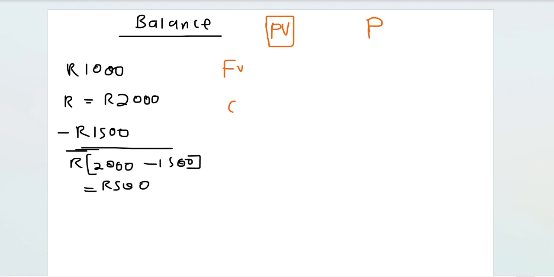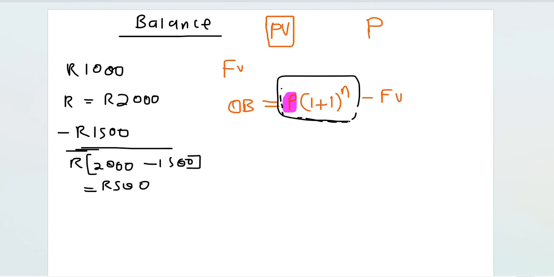So how much am I owing? Our outstanding balance is equal to the loan with interest, which is P multiplied by 1 plus the interest rate to the power of n, minus the future value. So we must know the outstanding balance as the loan with interest. This amount here, which I've written as P, will be the amount of the loan which I have taken. And then the whole of this expression will give me the loan with interest. So P is just the loan amount, and the whole of this bracket gives me the total loan after it has gained interest.